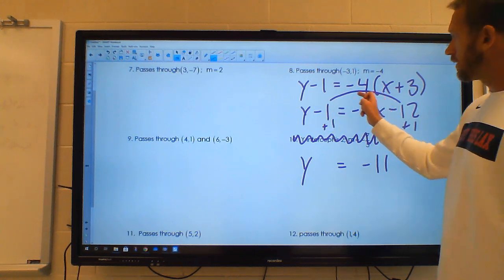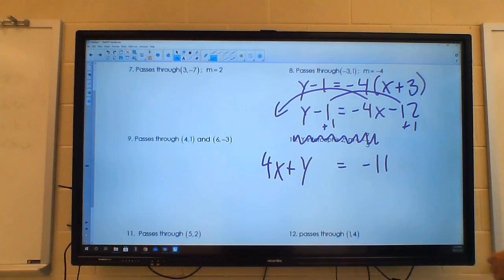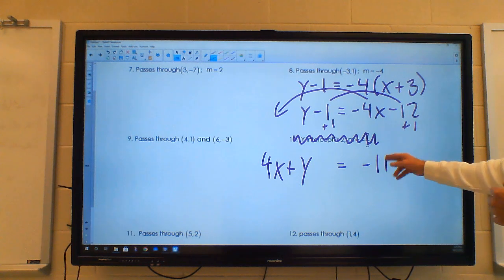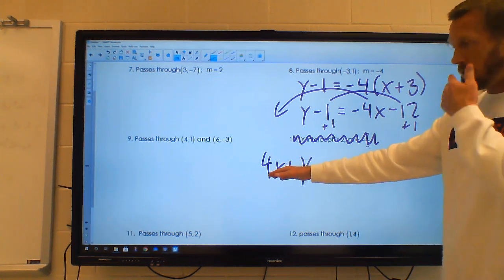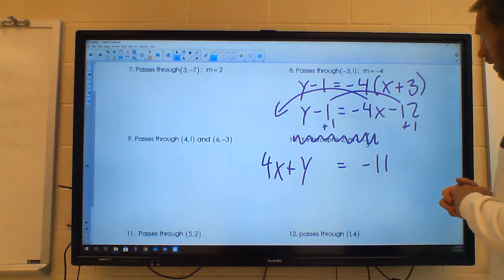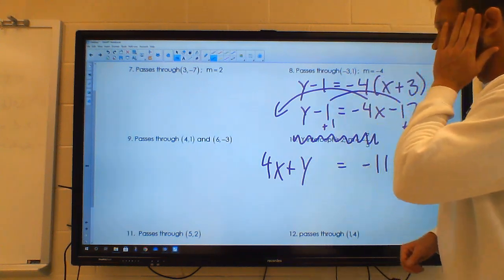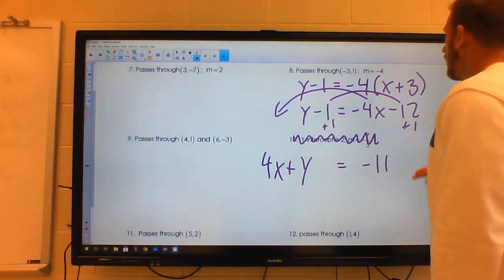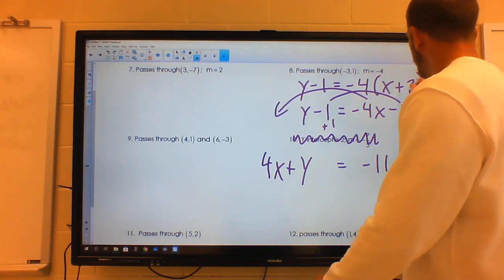Move the 4x over to the other side. Becomes now a positive 4x. 4x plus y equals negative 11. Positive whole number, doesn't matter. Well, it actually doesn't matter if y is positive or not, but x was a positive whole number coefficient. x and y are on the same side. 4, 1, and 11 are whole numbers, and we've got all prime of each other, meaning there's no common factors between 4, 1, and negative 11.